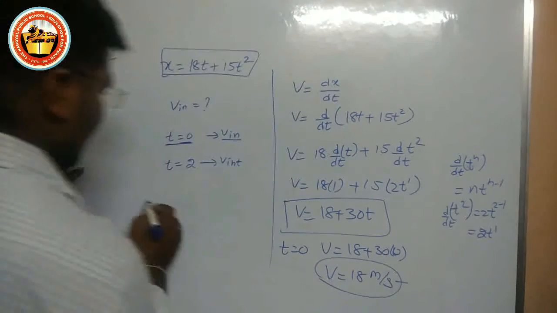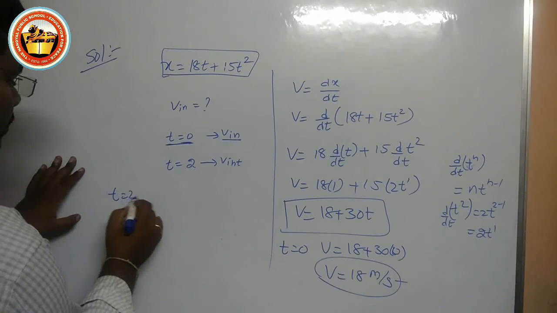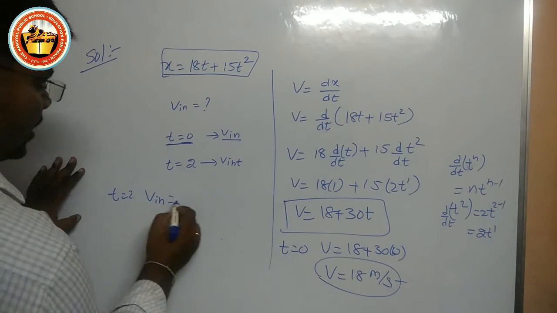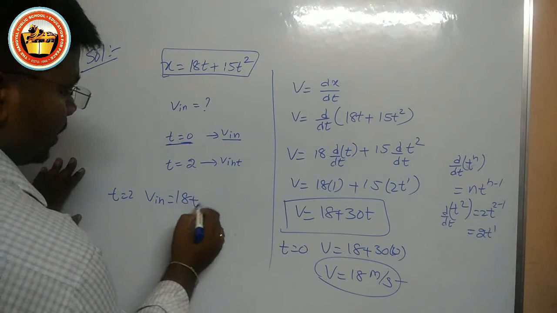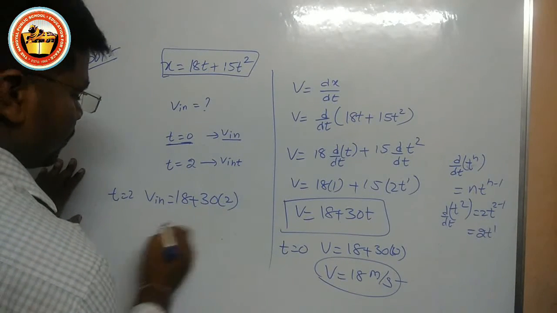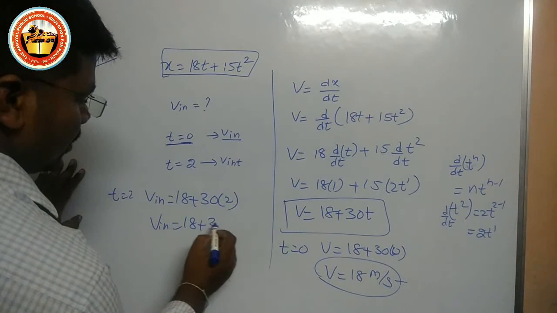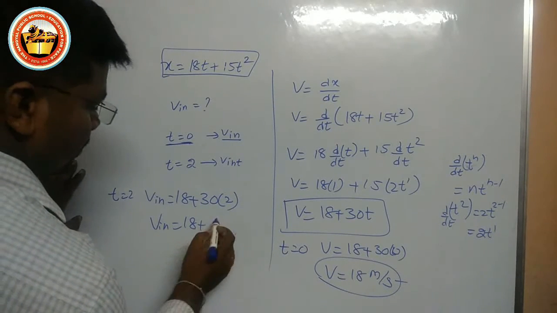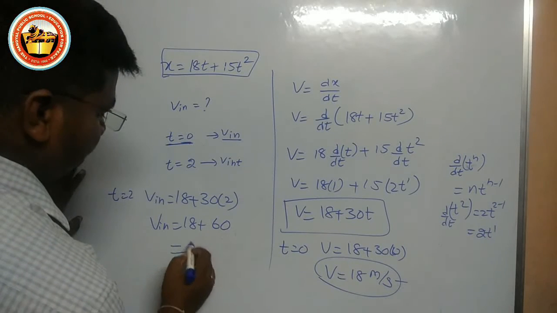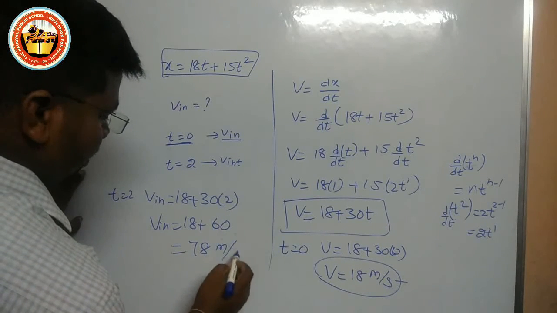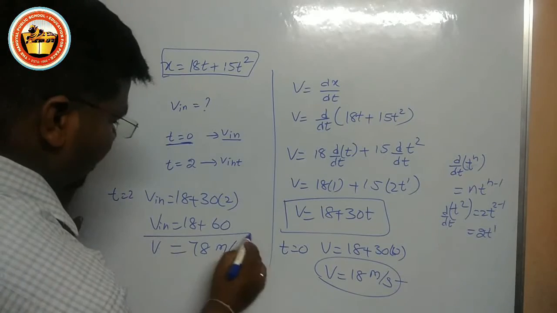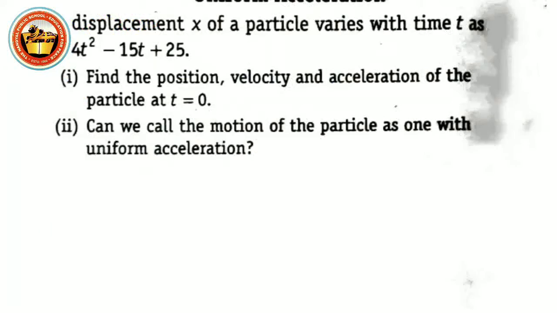Next, t is equal to 2. V instantaneous is equal to 18 plus 30 into 2, which is 18 plus 60, so 78 meter per second.